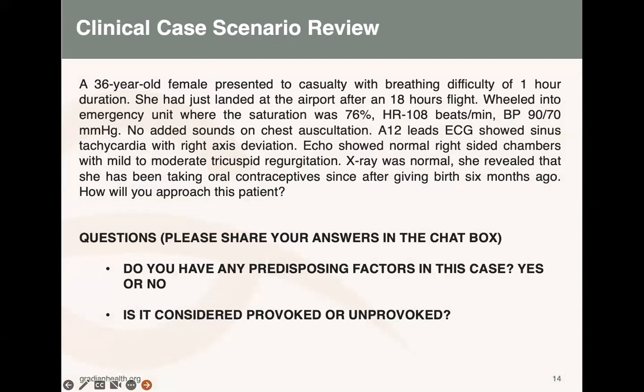So again, back to our case. I hope we all remember the case. Do you have any predisposing factors in this case? And is it considered to be provoked or unprovoked? Please share your answers in the chat box.